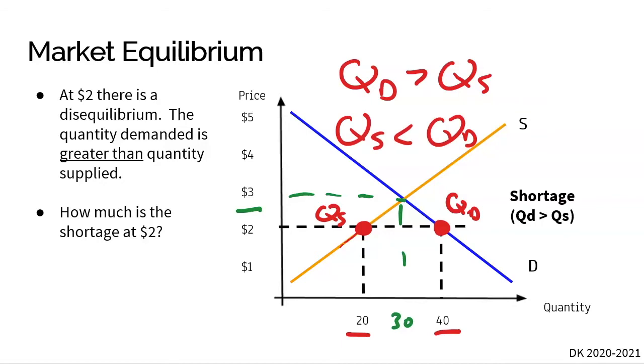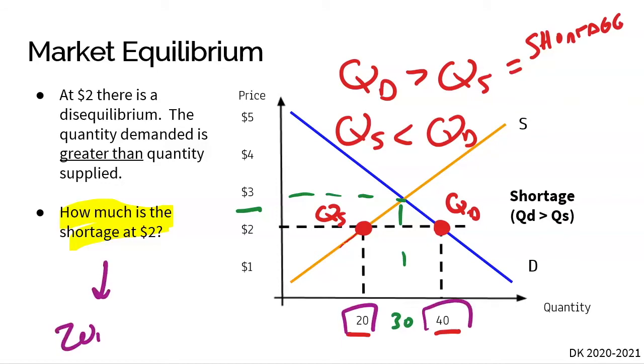When our demand is greater than our supply, we're going to say that that gives us a shortage of goods. If we look at this question, how much is the shortage at $2? Here at $2, our quantity supplied is 20, our quantity demanded is 40. So the shortage is 20 units, or we just do 40 minus 20 to get to that 20 unit mark.